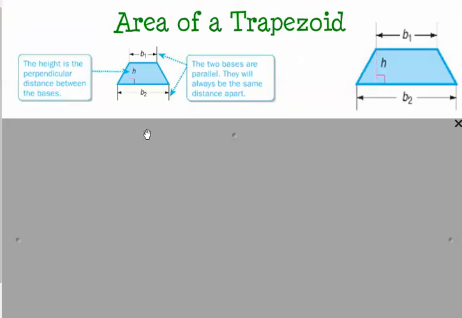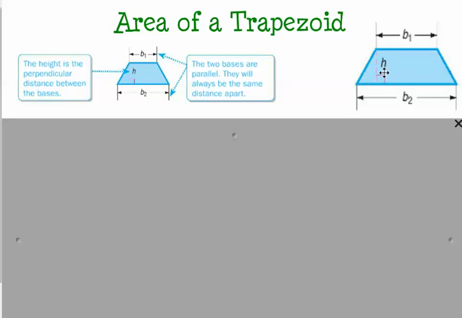The area of a trapezoid. All right, before we even get the area out, we need to go over some vocabulary words. First of all, a trapezoid is one of those weird quadrilaterals. All the other quadrilaterals, which are four-sided shapes, are all parallelograms.